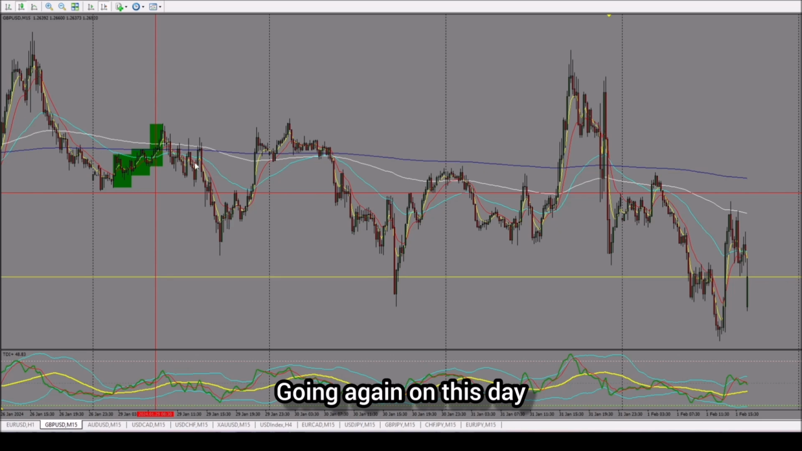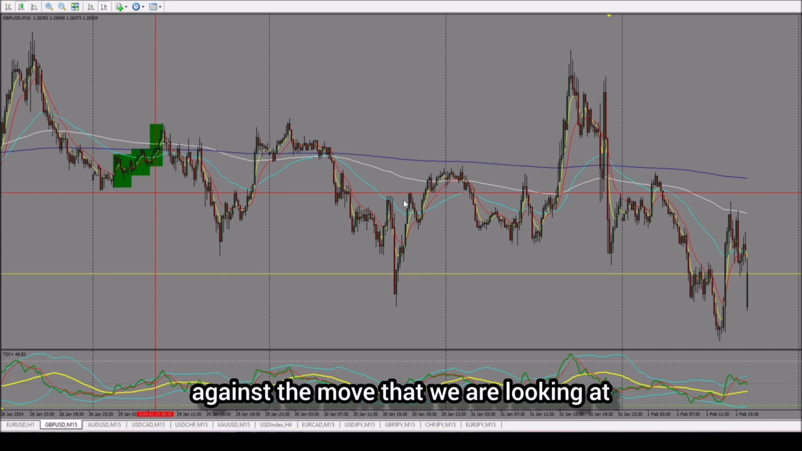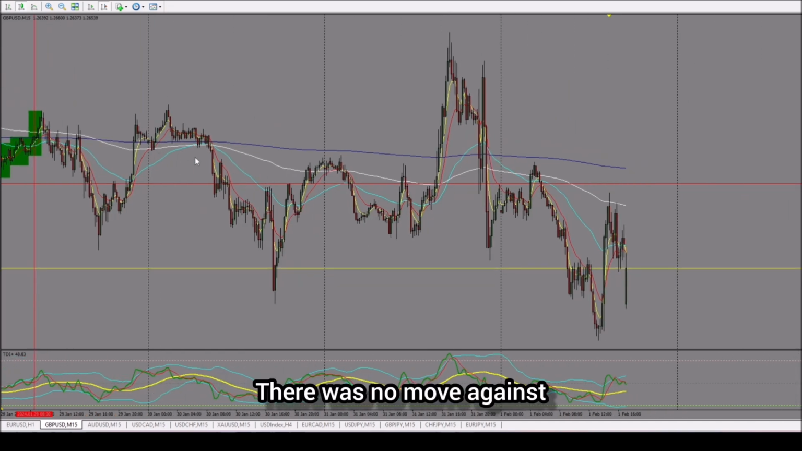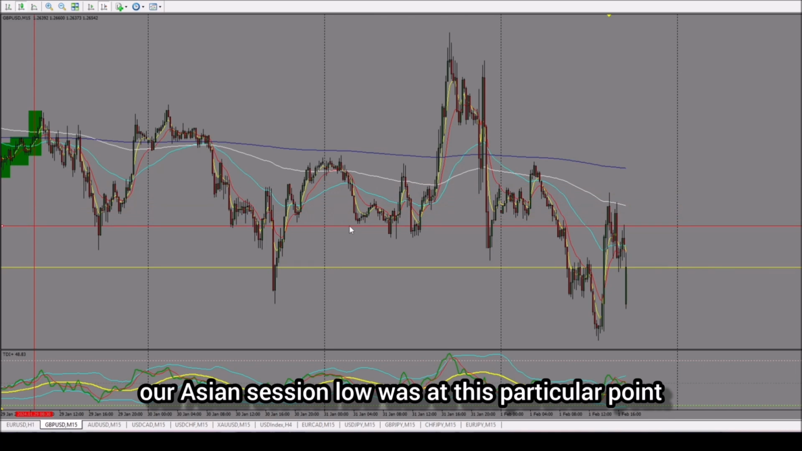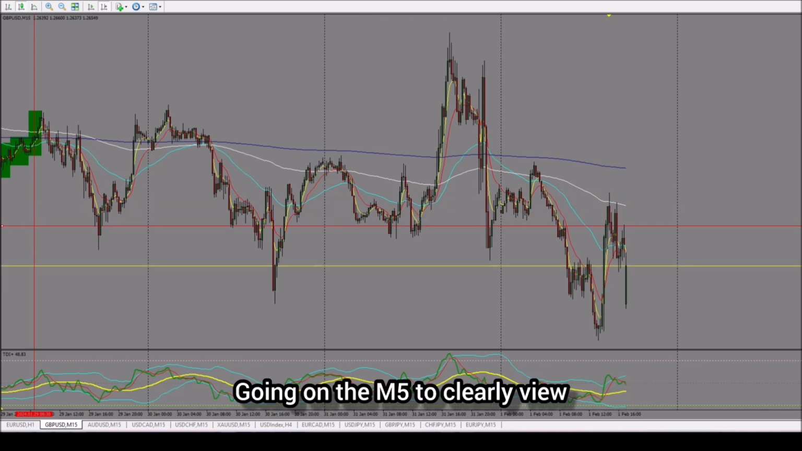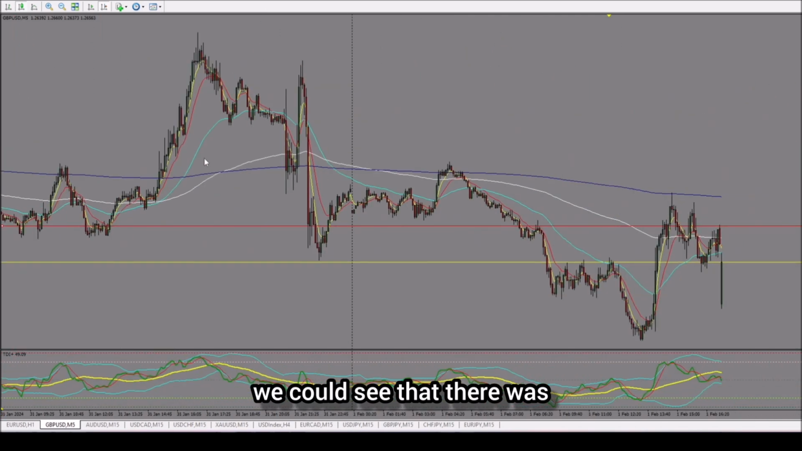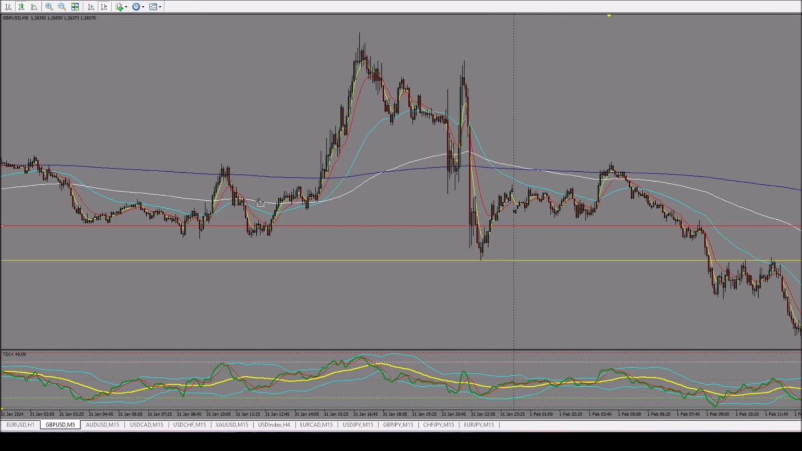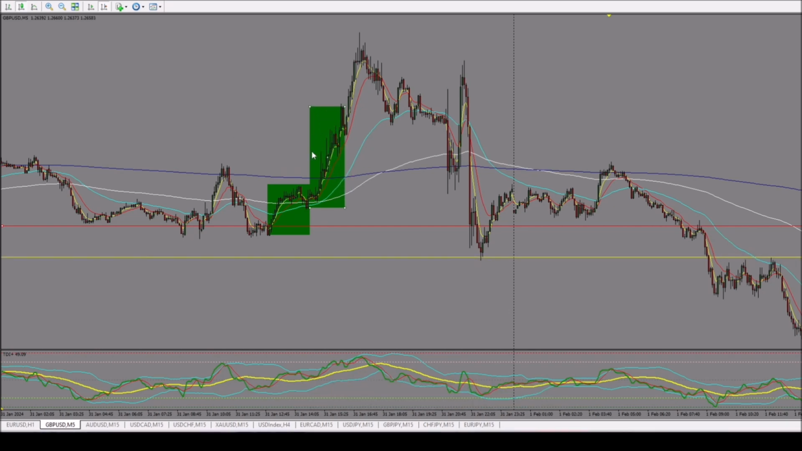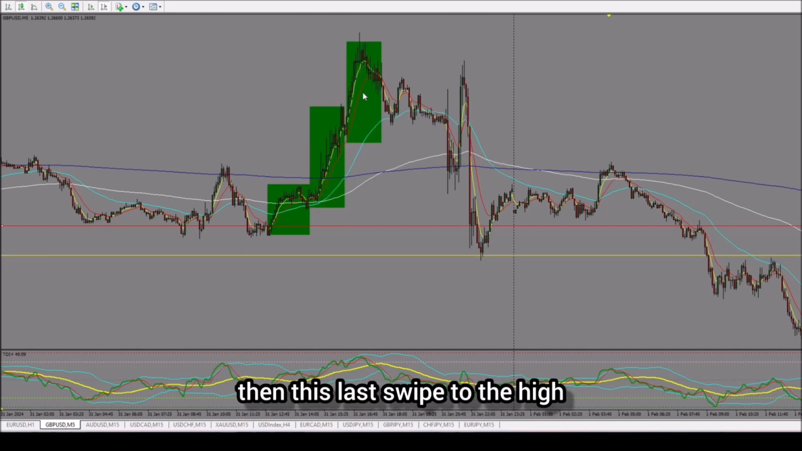Going again on this day, there was no 3 move against the move that we are looking at. Then here there was no move against, and on this particular day, our Asian session low was at this particular point. Going on the M5 to clearly view, we could see that there was the first swipe to the high, like that. The second swipe to the high, like that, and then this last swipe to the high.